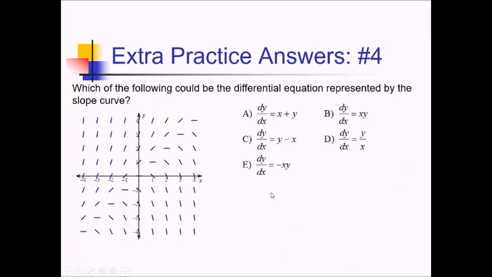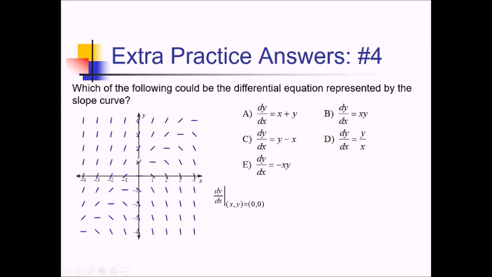On this problem, I'm trying to see which of these differential equations could represent this slope graph they've given us here. So I'm going to look up a few slope values in this graph and then see which of these answer choices I can eliminate based off of that. So for example, let me look up 0, 0 in this graph.